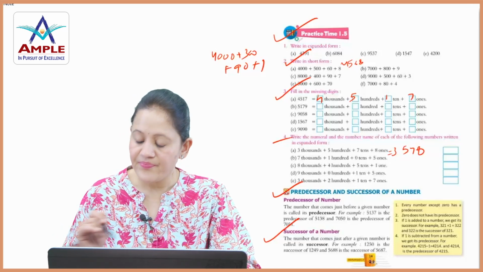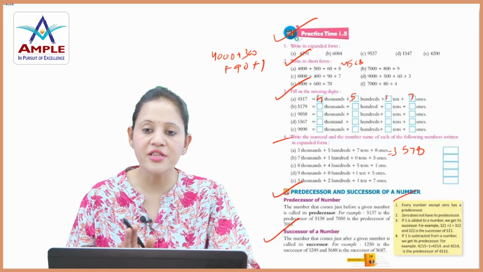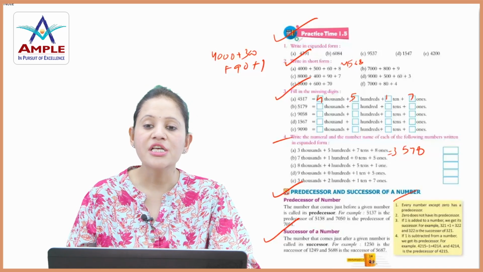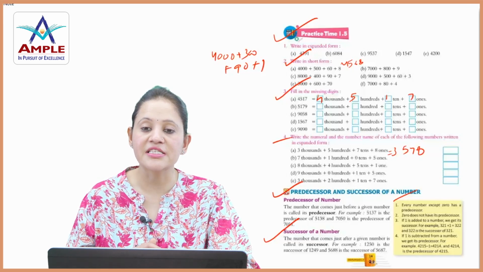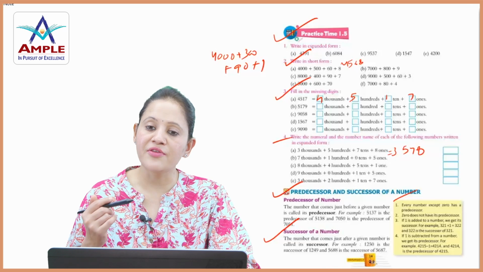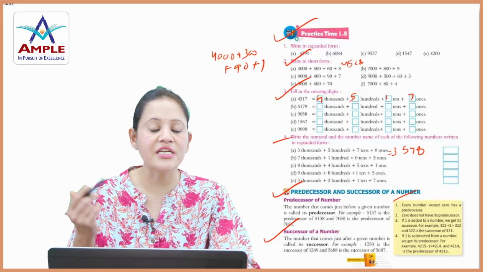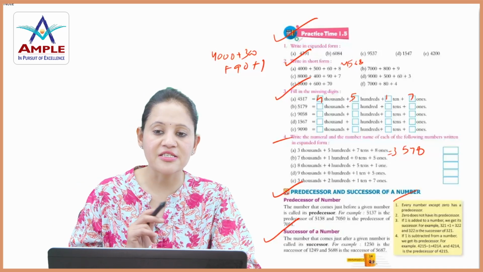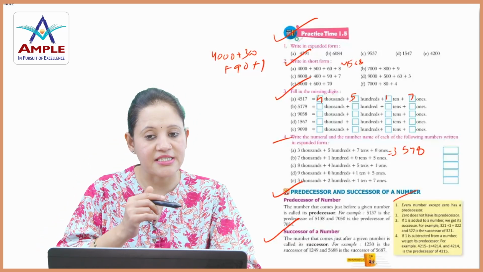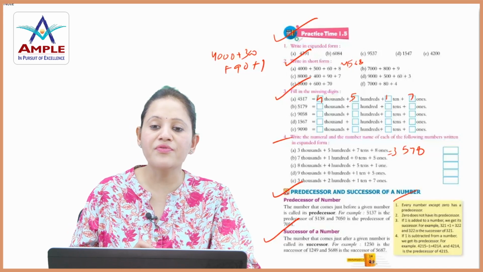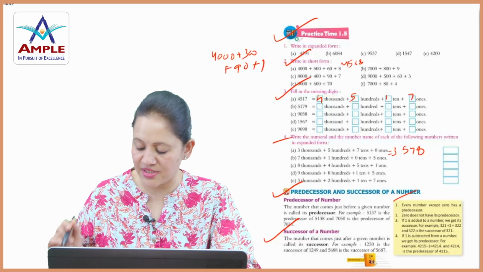Things to remember: every number except 0 has a predecessor. So all numbers have a predecessor except 0. 0 does not have a predecessor. If 1 is added to the number, we get its successor. For example, 321 plus 1 is 322, which is the successor of 321. If we subtract 1 from the given number, we get its predecessor. For example, 4215 minus 1 is 4214, which is the predecessor of the given number. Clear?